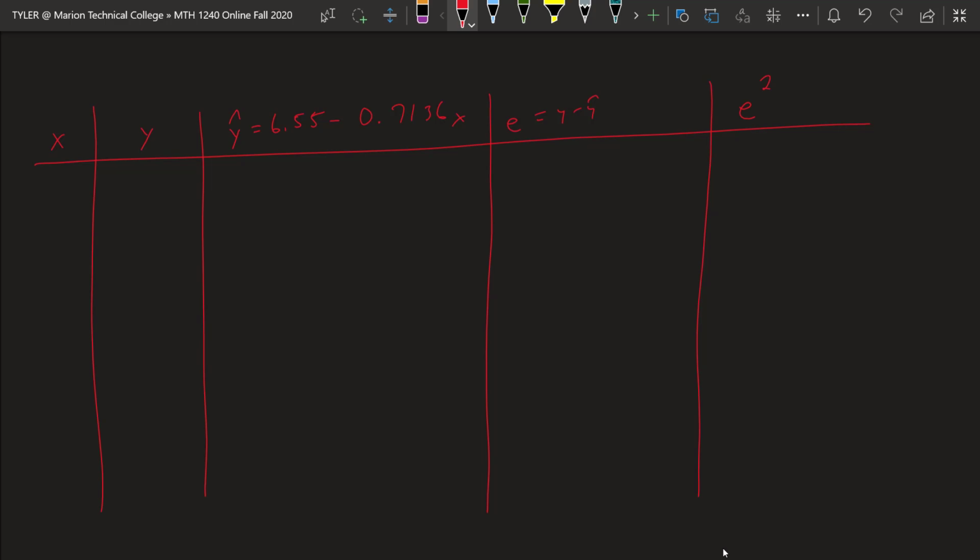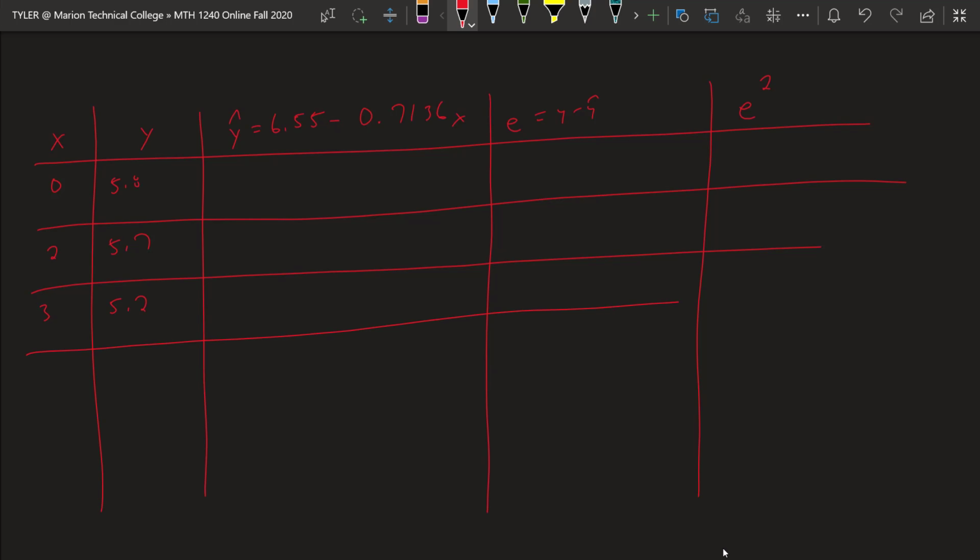All right, so just filling that in, we had x of 0 with y of 5.8, and then 2, 5.7, and then 3, 5.2, and then 5, 2.8, and then 6, 1.9, and then 6, 2.2.